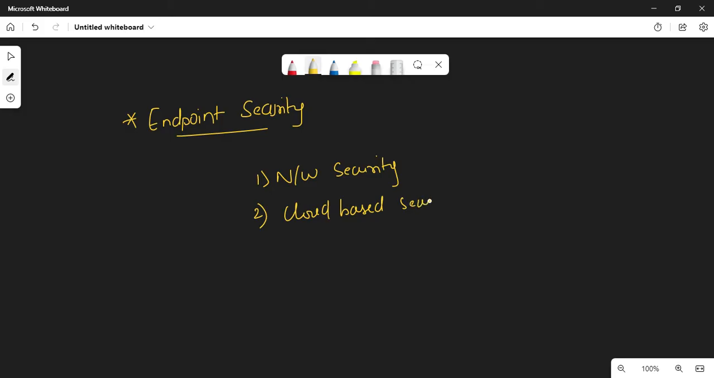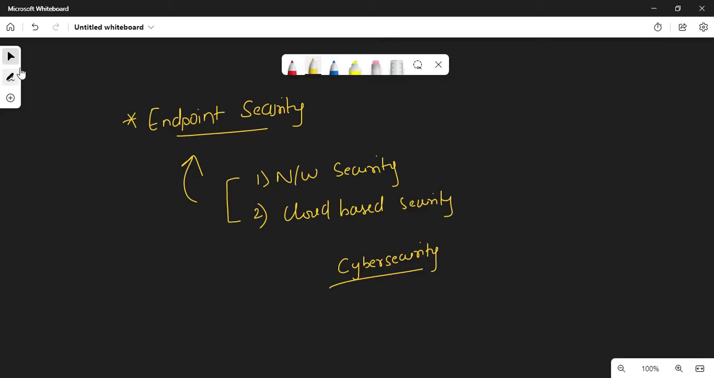So if we have all these solutions in place, why do we need endpoint security? This is one of the questions, right? Why do you need endpoint security when you have next generation firewalls and cloud-based security solutions which are continuously inspecting your inline traffic and your data at rest? Still we need endpoint security, right? The reason being, when we understand cybersecurity, it starts from the endpoint only, you know.